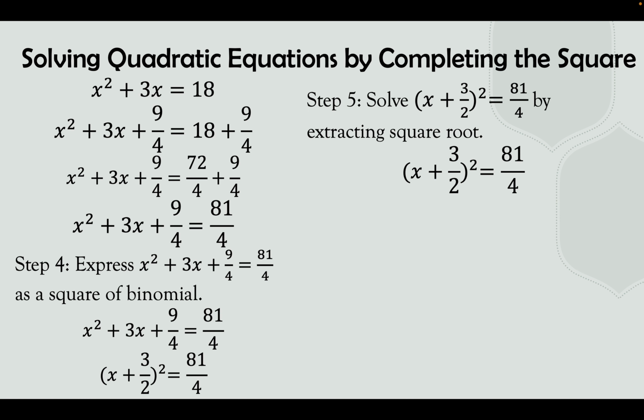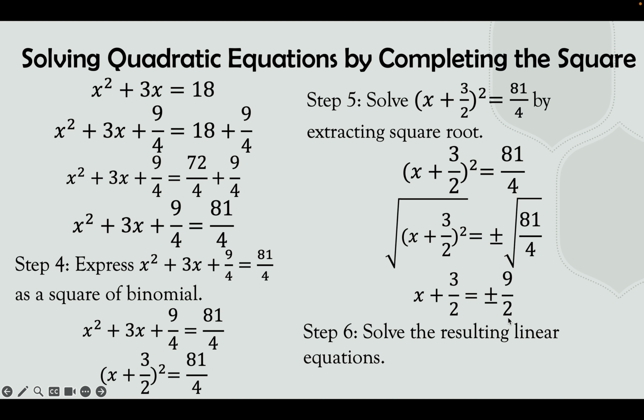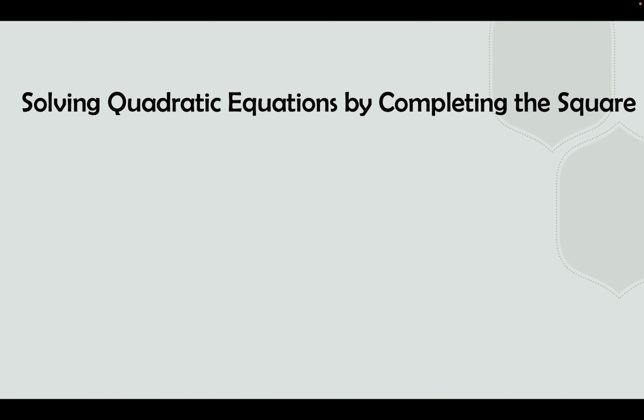So we need to extract the square root. We will use extracting square root, so we need to square root both sides. So we have the square root of (x + 3/2)² equals positive negative square root of 81/4. So we have x + 3/2 equals positive negative, the square root of 81 is 9, and the square root of 4 is 2. Okay, solve the resulting linear equation.